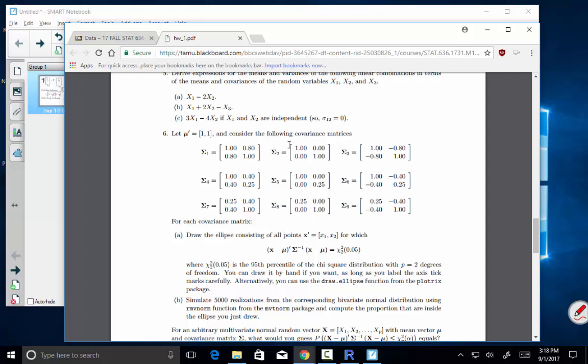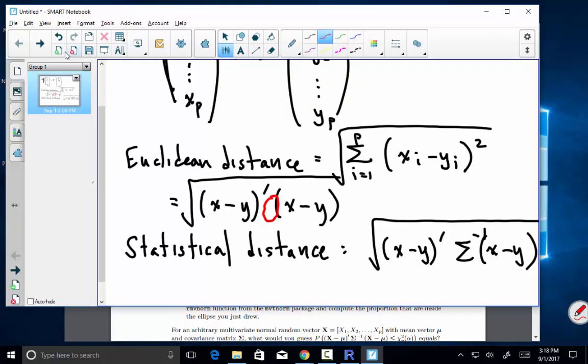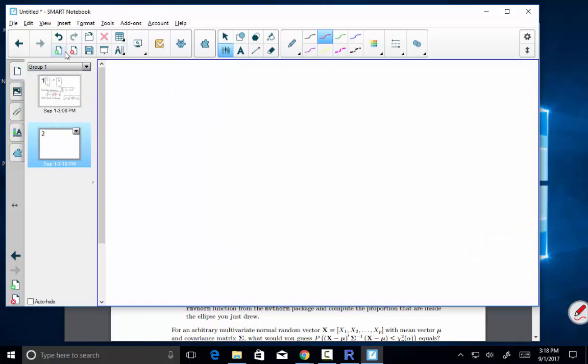So in this question, I'm wanting you to get a feel for what bivariate distributions look like for different sets of covariance matrices. Just as a quick picture, suppose we have bivariate data, and I'm going to make a picture. Here's the first variable, here's the second variable, x1 and x2.